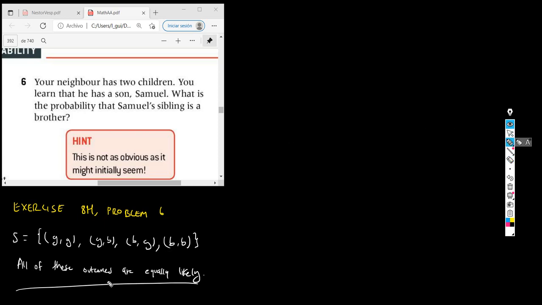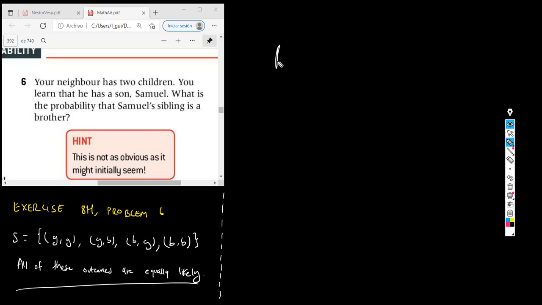We know that all of these outcomes are equally likely because the probability of having either boy or girl is the same according to biology. It's approximately the same. So these outcomes are equally likely. Okay, then what do we know? We learn that one of the children is a boy, which is Samuel.